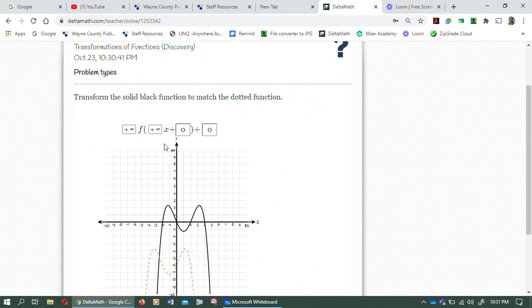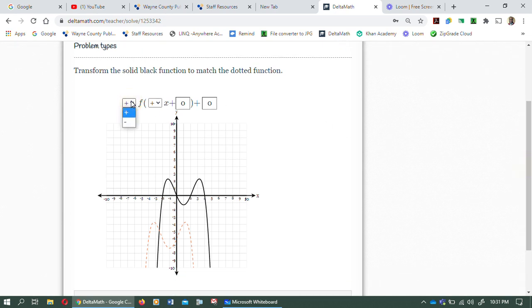And so for this, you can play around with it to make the black function match the dotted function. You can change the sign on the outside. That would be a vertical reflection across the x-axis. You can play around with it to see what that would look like if you change the sign on the outside, right? Vertical reflection across the x-axis. You can play around with this part here. It would be a horizontal reflection over the y-axis, right? So again, you can play around with that.